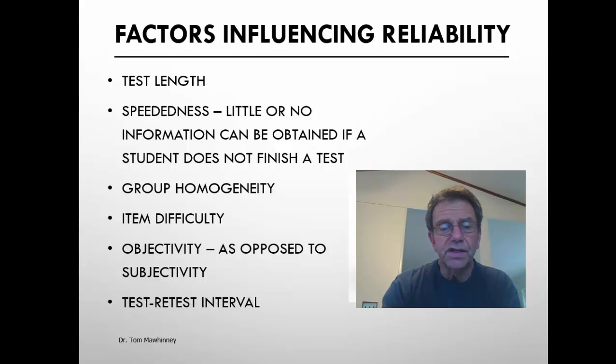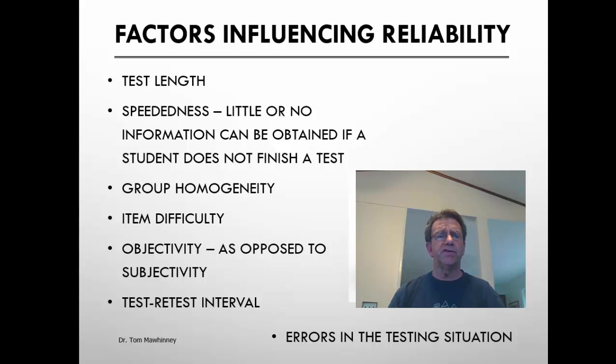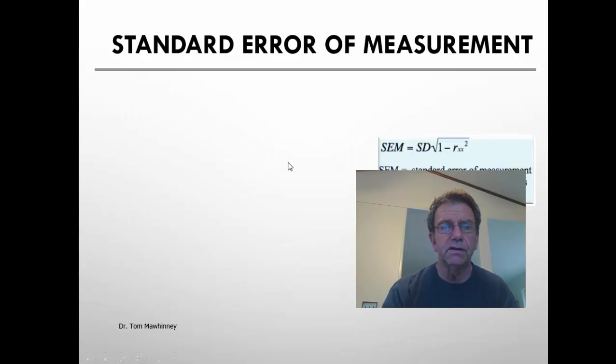And of course, the test-retest interval, if you test students now and you test them on the same material 6 months from now, you're not going to get the same results. And also errors in the testing situation. Is it too hot? Are kids uncomfortable? Is the lighting poor? Is it cold? Those are what we call errors in the testing situation, and of course they affect reliability.